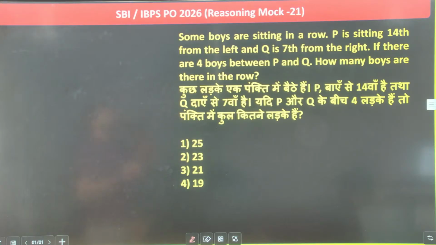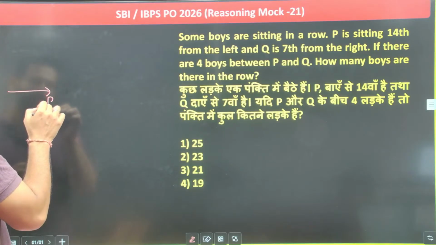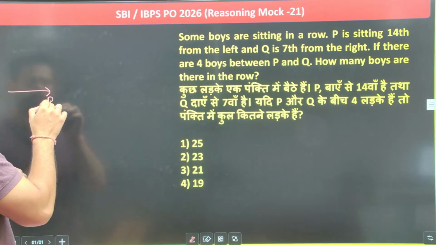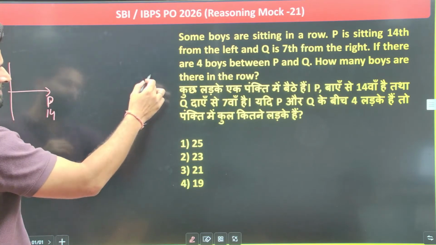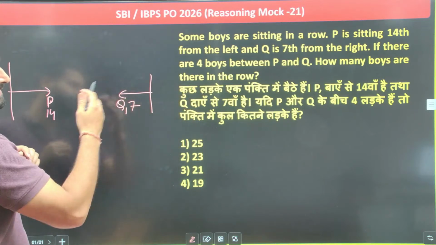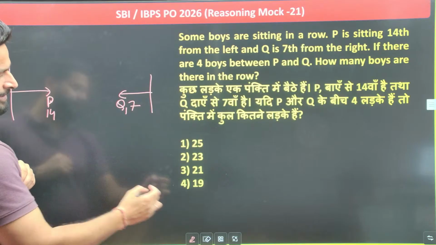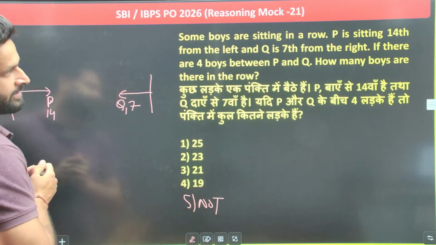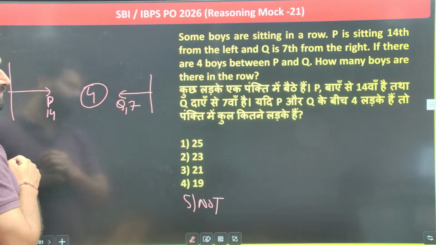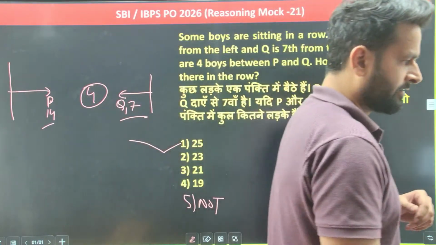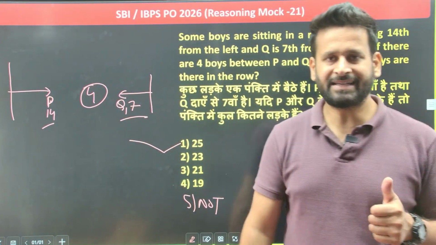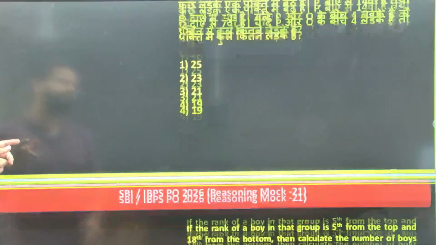Let us see. If there are some boys in total, P is 14th from the left hand. This is person P, 14th from left. And Q is 7th from right. This will be Q, 7th from the right hand. If there are 4 boys between P and Q, take one more option, none of these. How many persons in total? 14 plus 7, 21, plus 4, 25. Will the answer be 25? Answer is going to be 25. Correct. Next.